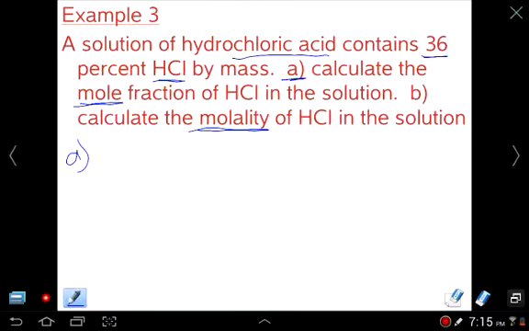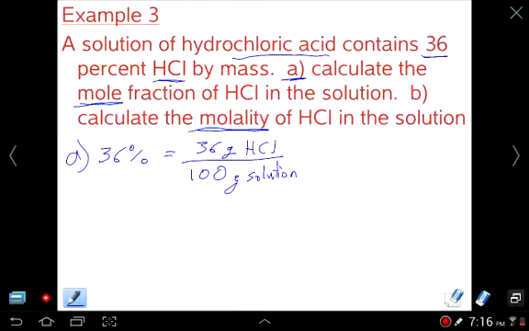Now, mass percent, 36%, essentially means that you have 36 grams of HCl in 100 grams of total solution. Because remember, mass percent is per grams total. What this means is 36 of the grams are HCl, the rest of the grams are actually water. So in this 100 you get 36 grams of HCl, and then you have the remaining, which in this case is 64 grams of H2O.